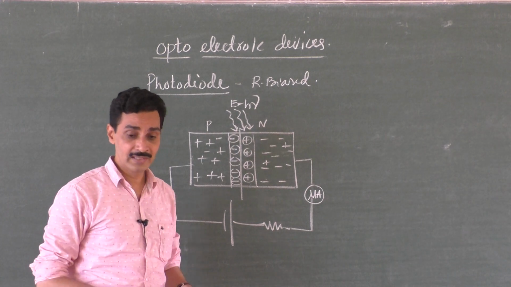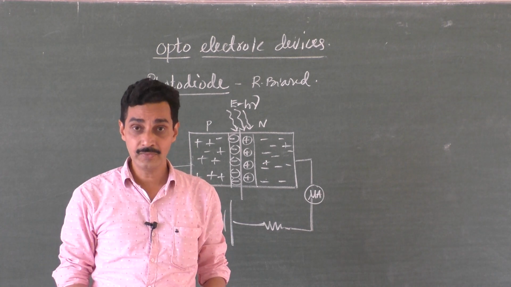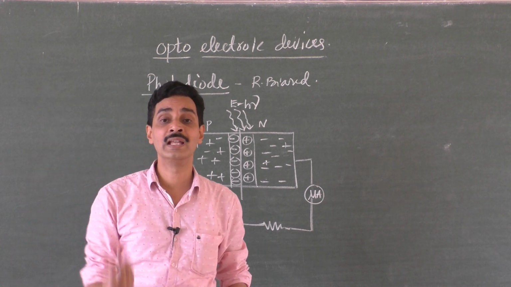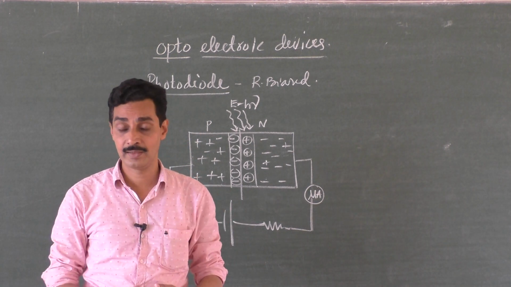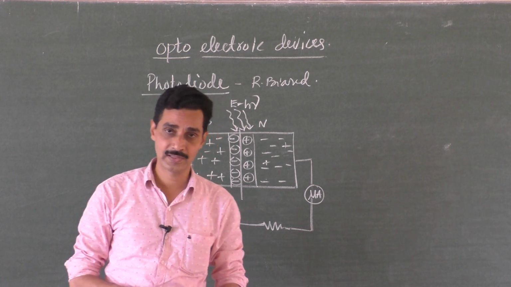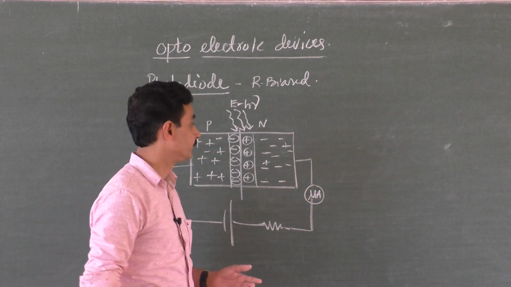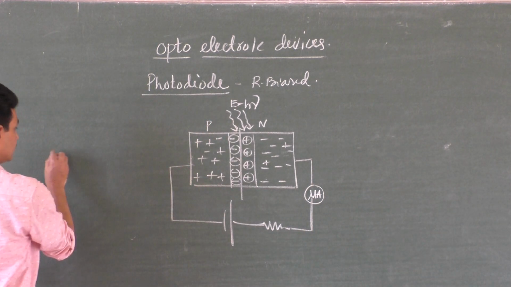So a photodiode is a reverse biased p-n junction diode which converts light energy into electrical energy, and it is used to measure the intensity of light, the brightness of the light. Intensity of light can be measured using this.